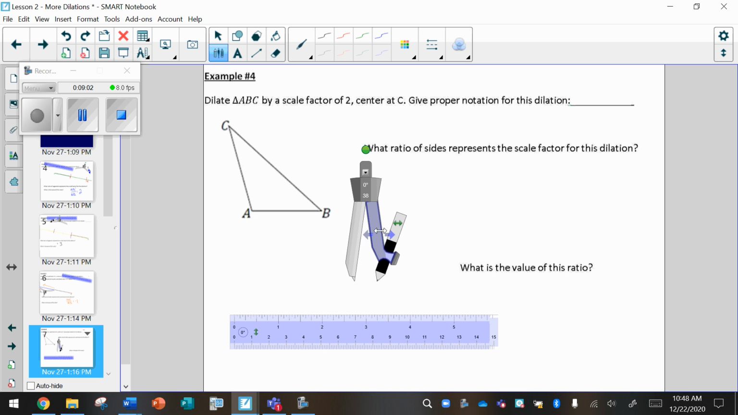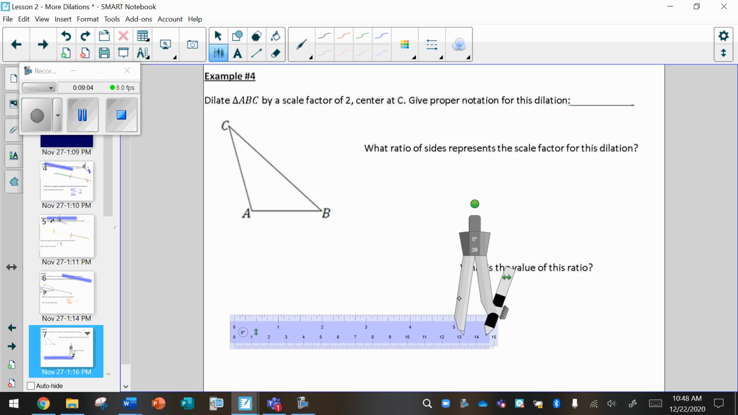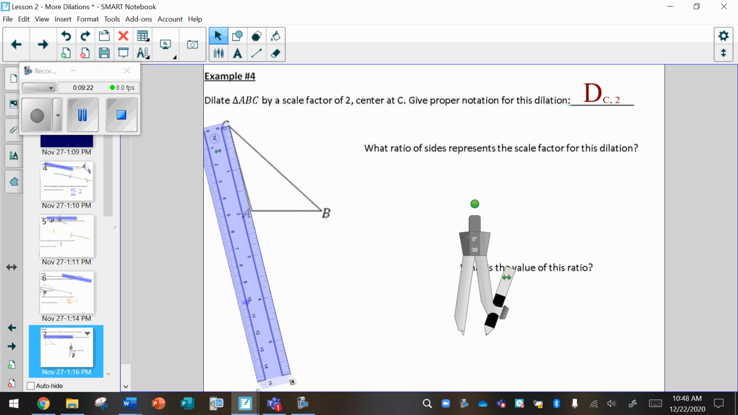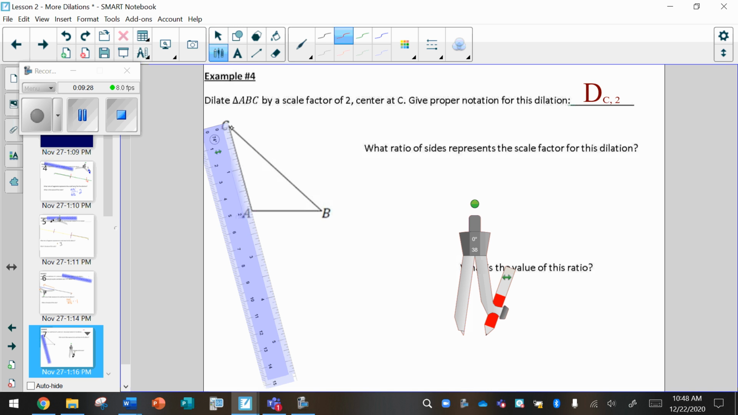Okay, so now on your paper, I want you to draw a triangle, ABC. We're going to dilate this triangle by a scale factor of 2, centered at point C. The proper notation for our dilation uses a capital D. Our center is point C. Our scale factor is 2. So what we're going to do is put our straight edge on point C, line it up to go through A, so I can extend C to A.